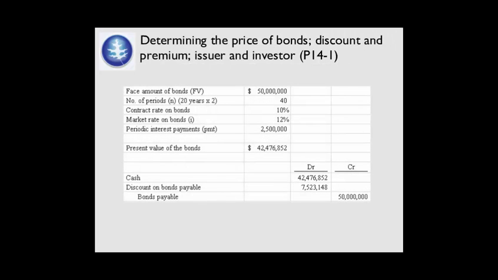Okay, you see on the screen the solution that we just solved, where we calculated the present value of the bonds to be about $42,477,000, that's rounded, at a market rate of 12%. If you look on the bottom of the image, you'll see the journal entry that we'd need to make. We would debit cash for the present value of the bonds, that would be the cash proceeds we would receive. We'd record a discount of $7,523,000 in spare change, and a credit to bonds payable of $50 million.